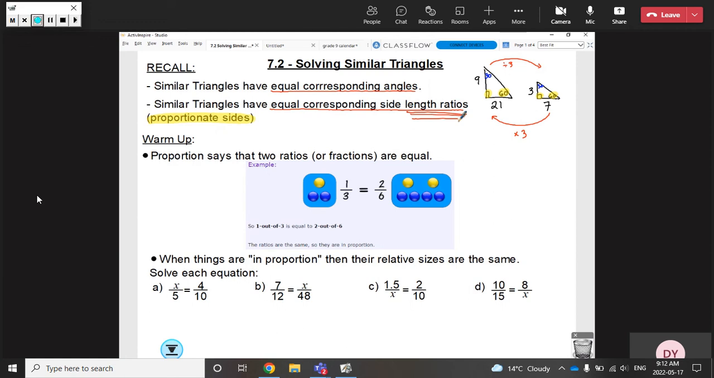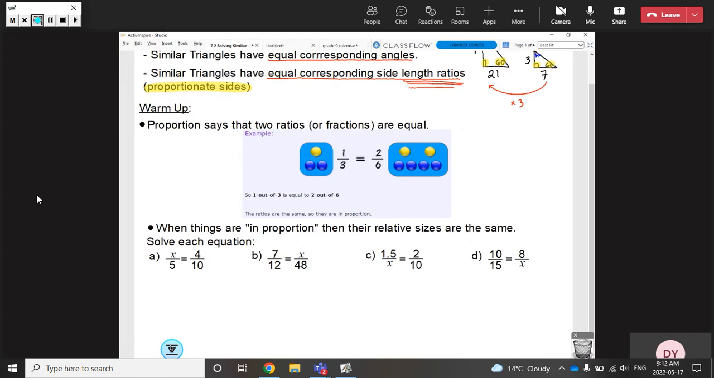Now, this is kind of what a proportion is. Here's your 1 to 3 and then 2 to 6. They're in the same proportion. It says here 1 out of 3 is equal to 2 out of 6, because if you look, they just doubled the amount of yellows and then doubled the amount of blues. And we can see that it's in proportion, very similar to how we can see it up there with the similar triangles. So it says here, when things are in proportion, then their relative sizes are the same.